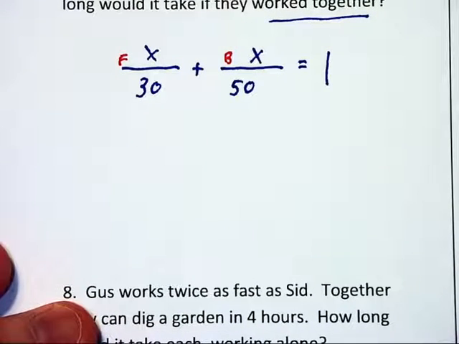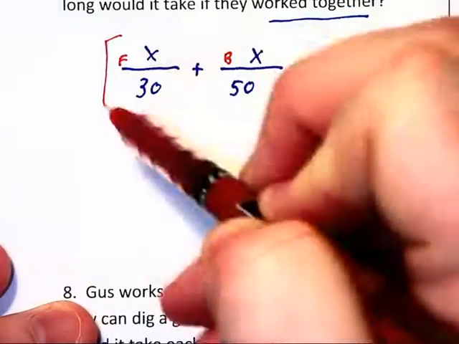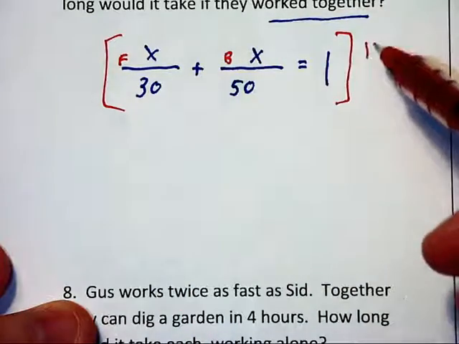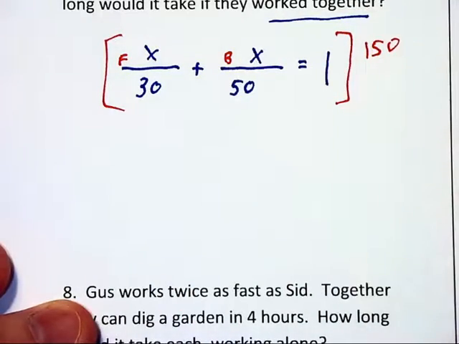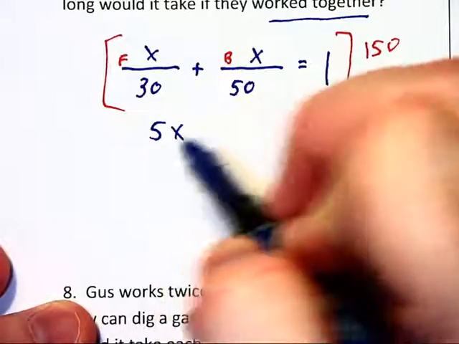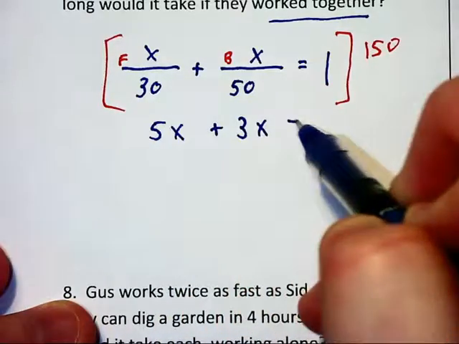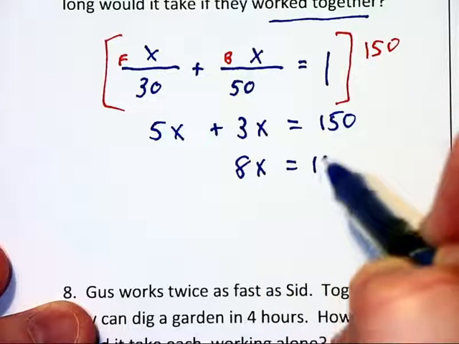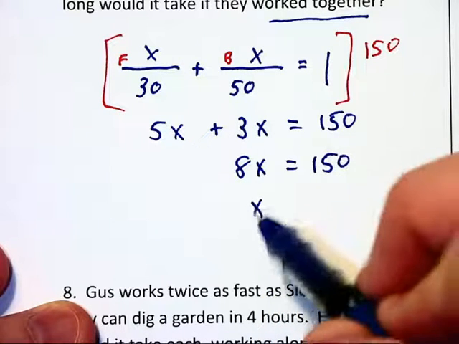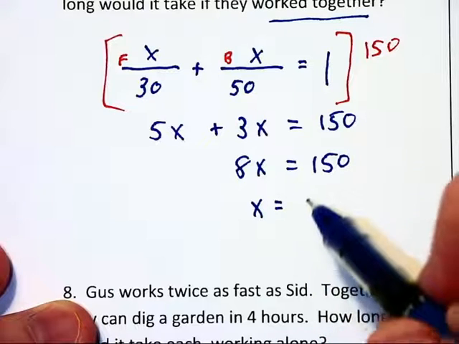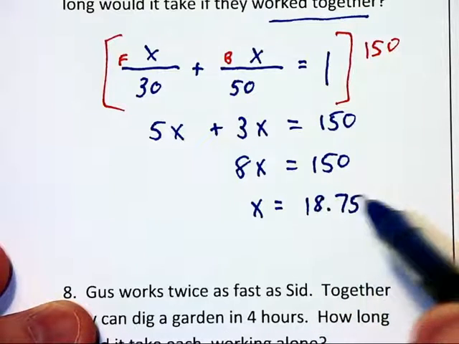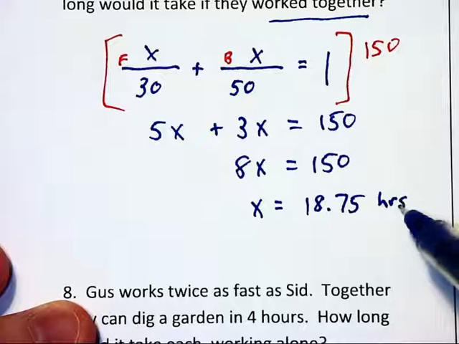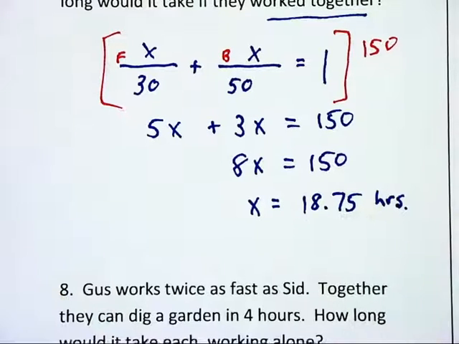Therefore, we can just solve this problem by multiplying through by the least common denominator, which is 150, and that gives us 5x plus 3x is equal to 150. Therefore, 8x is equal to 150. Therefore, x is going to equal 18.75 hours.